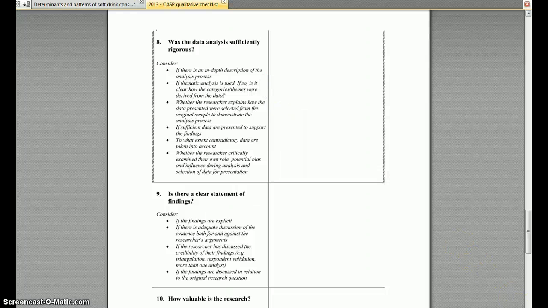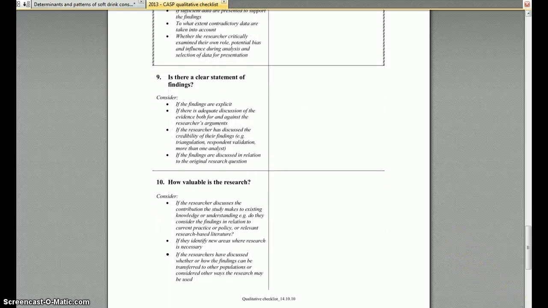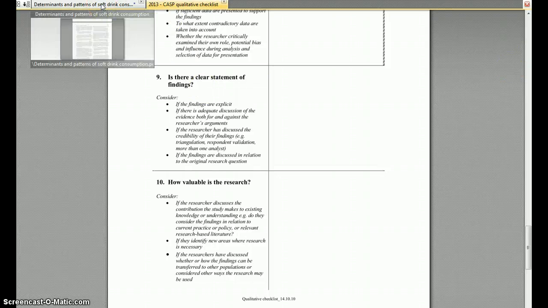And then finally, we're asked, how valuable is the research? Is it an area that's been well researched in the past? Is it making a new contribution? And importantly, in the context of this module, will it lead to approaches and recommendations either for future research or for delivery of health promotion intervention?